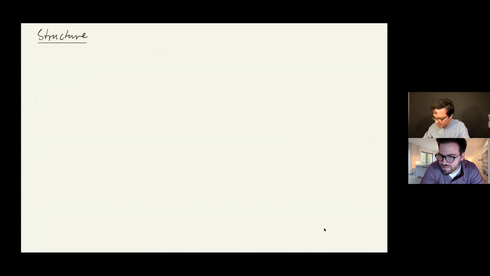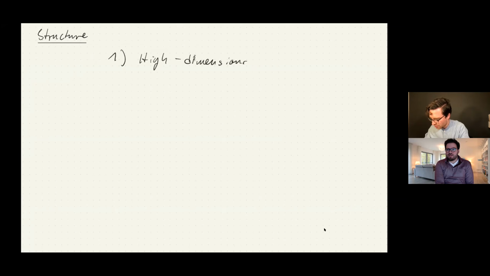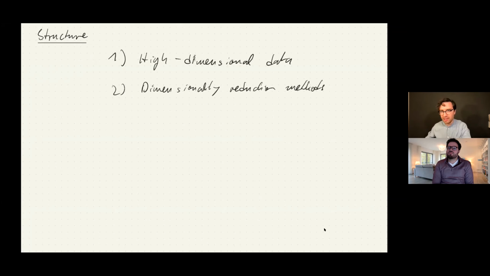I basically start by introducing what I mean by high-dimensional data. I will then cover dimensionality reduction methods, and also talk a bit about the idea of reducing dimensions. And third, if we still have time, I'll talk a little bit about clustering, which we can think of as a discrete form of dimensionality reduction.